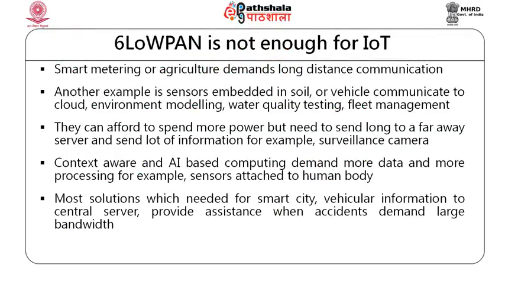The sensors embedded in soil need to talk to the cloud directly, or vehicles communicate to the cloud, because vehicles are informing the cloud about their movement and other information. Environment modeling, where you place your sensors on trees and other places, finding out the moisture and all that, and sending that information back to the place where it is connected. So, many times the distance is much larger. 6LoWPAN is for very short ranges, so it can't work here. So, what you need is a different solution.